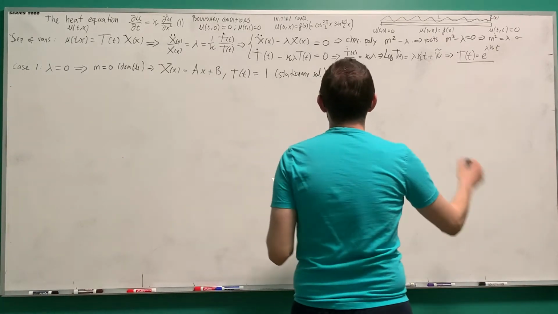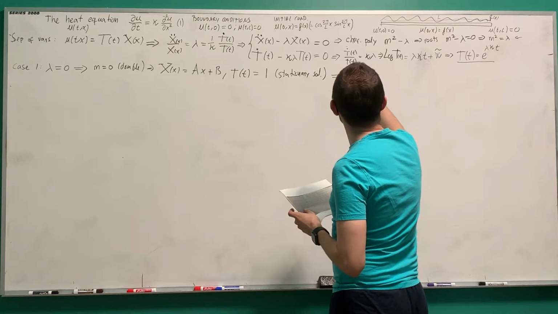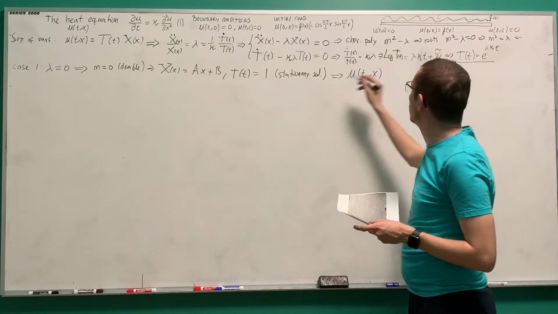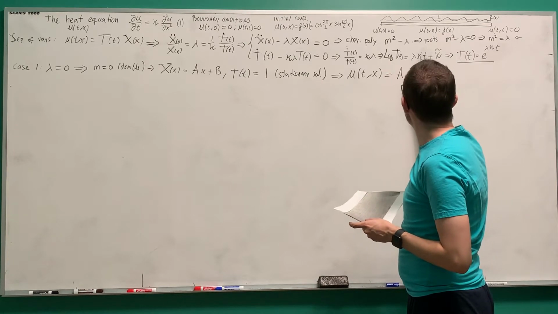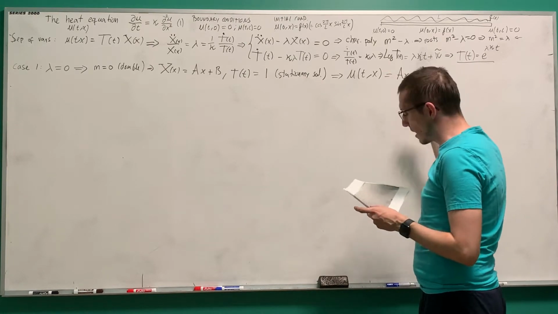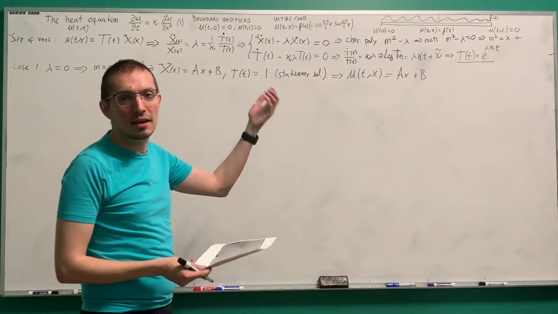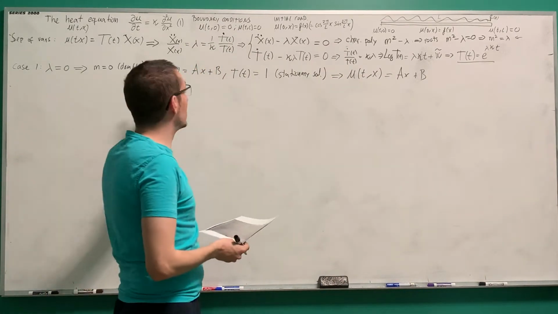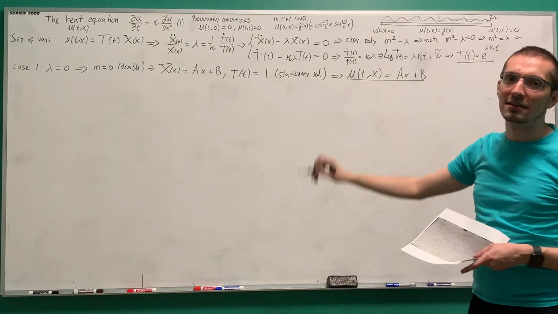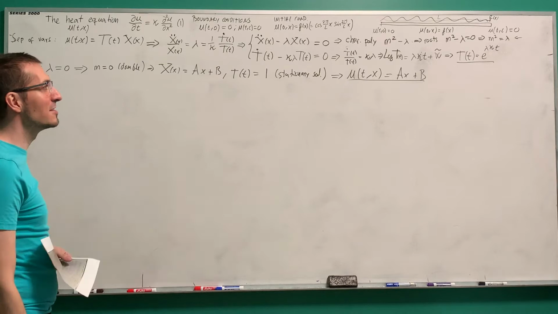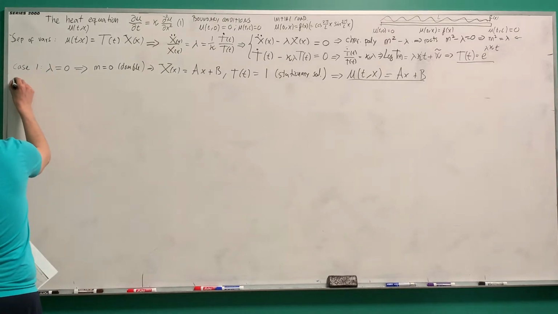All right, so the solution I can write already. It's very simple in this case. U of t,x, the final solution, the product of the two, is just ax plus b. Of course, I will need to impose the initial conditions to find out a and b, even if this is the case we are in. So we underline this, which is the result in case 1, and let's check case 2. Case 2.